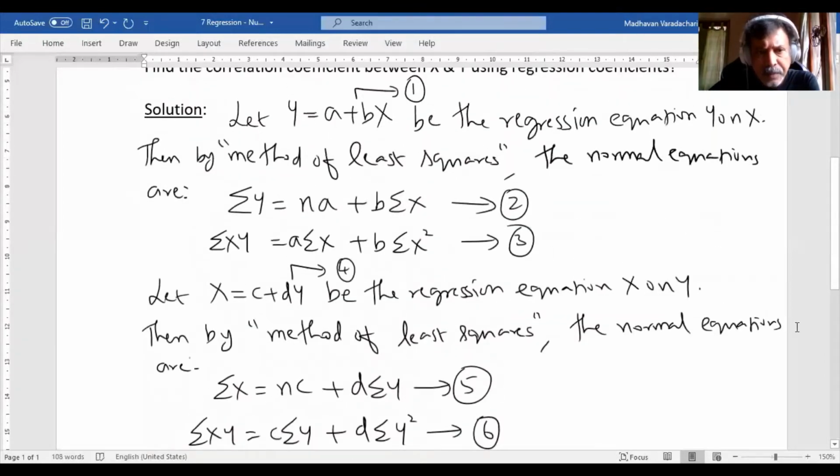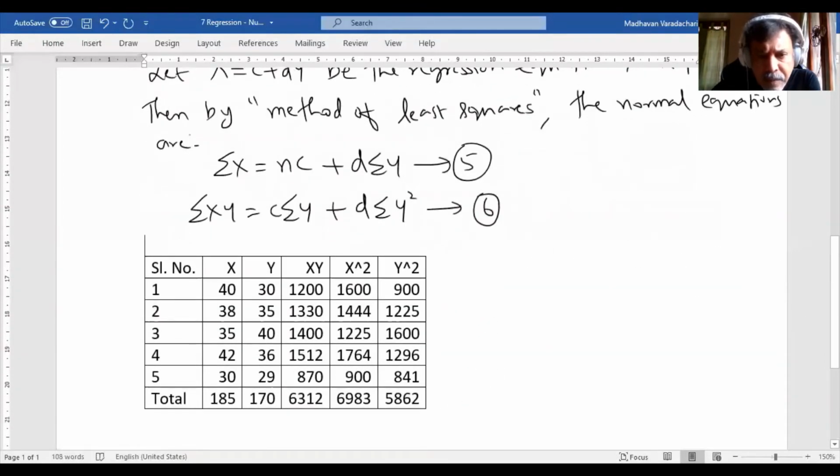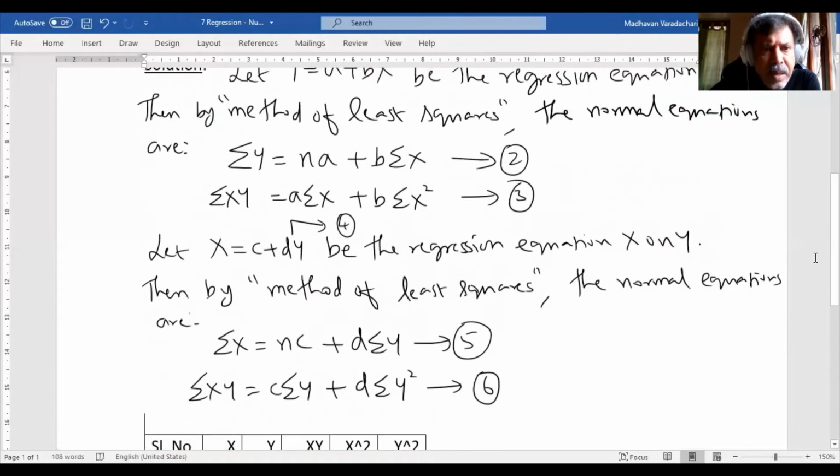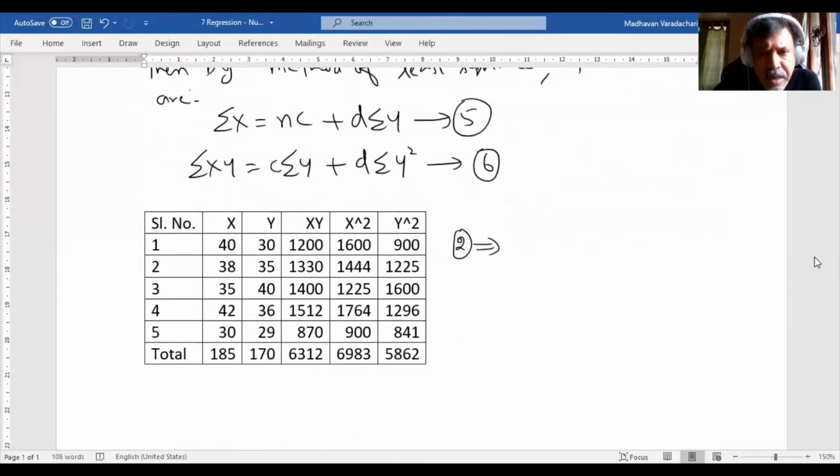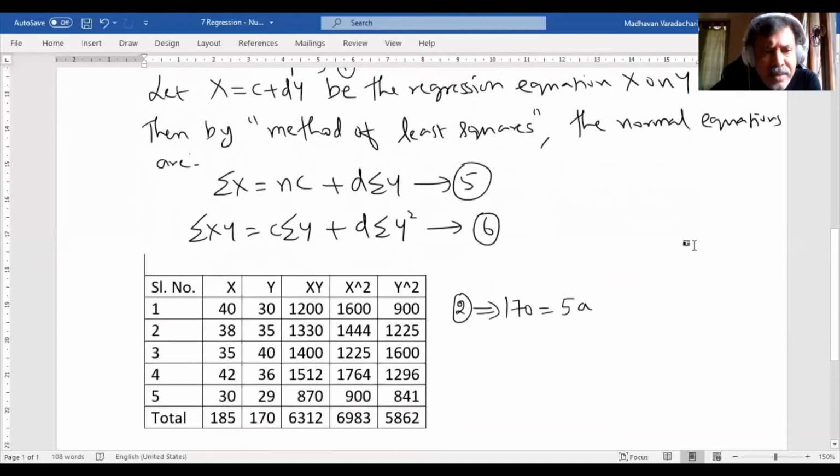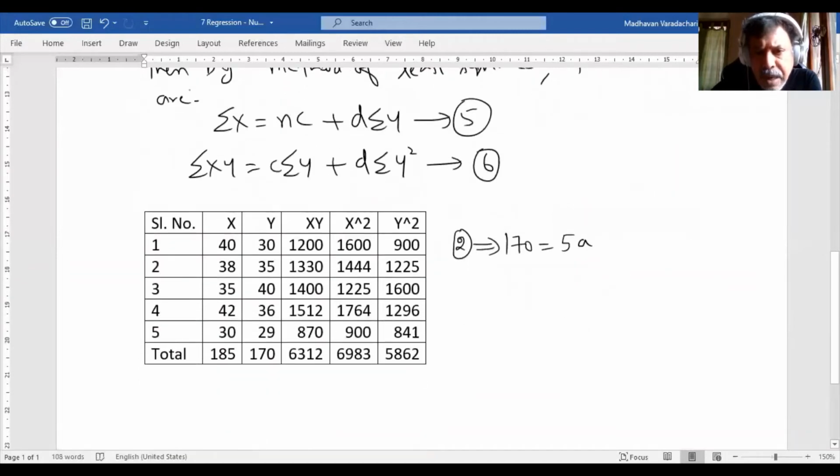Now let us go back to our second equation. Here it is. From the second equation, summation y, which is 170, is equal to n times a, where n is 5 because the number of pairs of data is 5, plus b summation x. Summation x is 185. So I'll write plus 185 times b. This is our second equation.